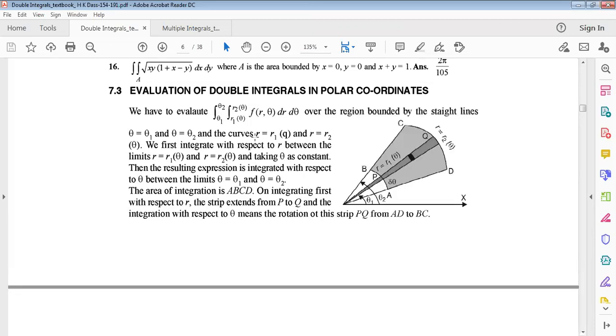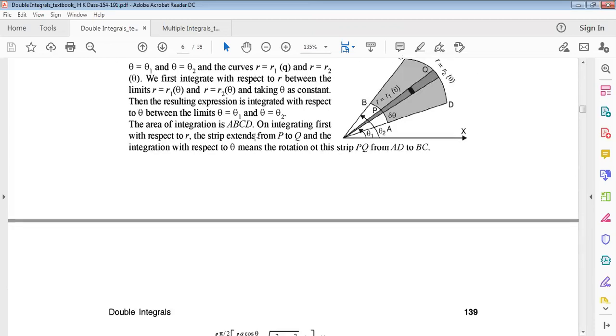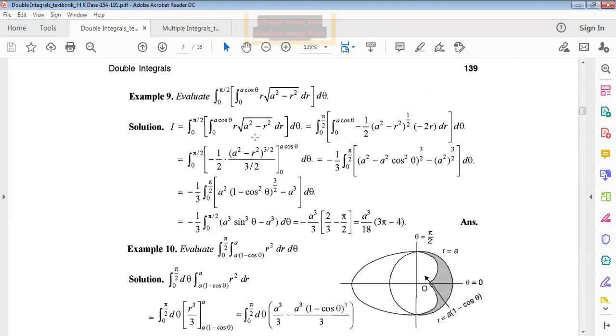x equals r cos theta and y equals what will be? r sin theta. Now, first example in this case: evaluate the integral from 0 to pi by 2, 0 to a cos theta, r square root of a square minus r square dr d theta. This is in polar form.